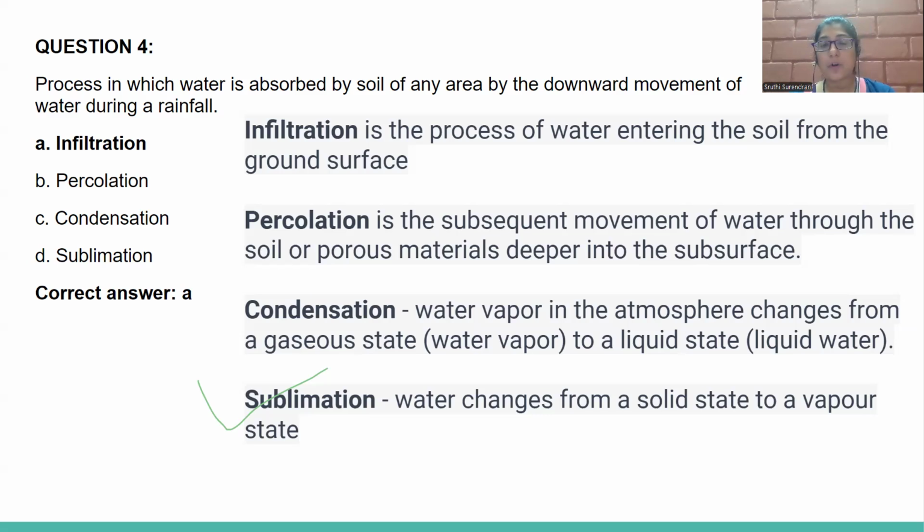Now, condensation is a process where water vapor, which is evaporated from the surface or from the ocean, or wherever, is going to cool down and change its phase from the vapor phase to the liquid phase. That is what we see on the surfaces of the glass and everything. So, drops of water. This process of water vapor changing from a gaseous state to a liquid state is called condensation. Sublimation is the process where water is changing from a solid state directly to vapor.